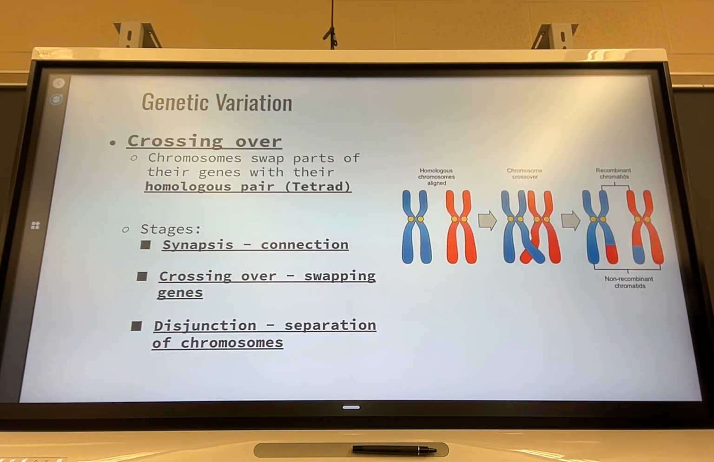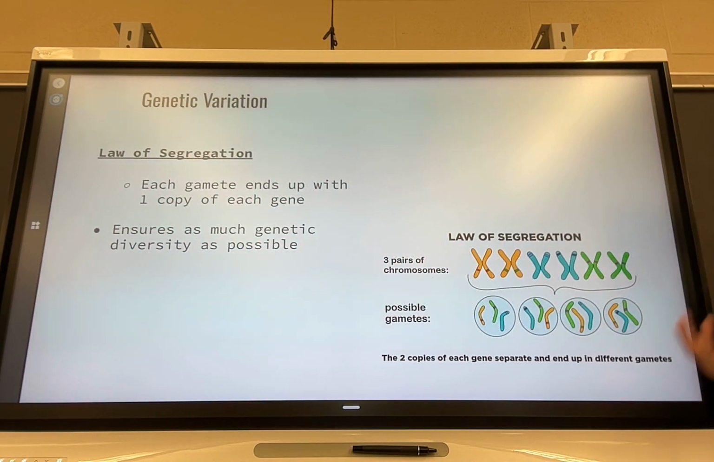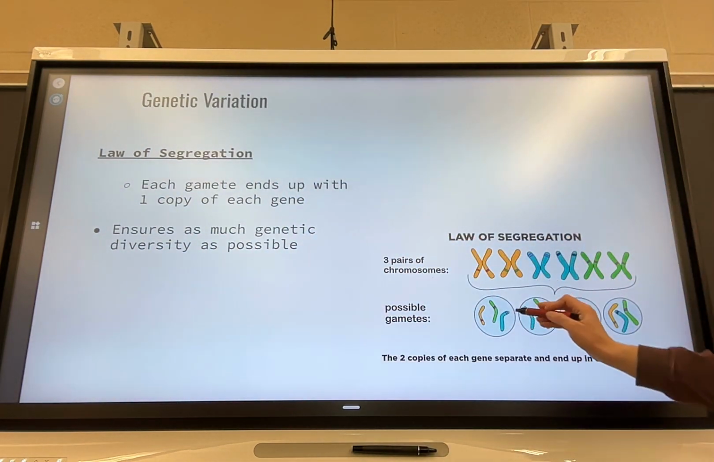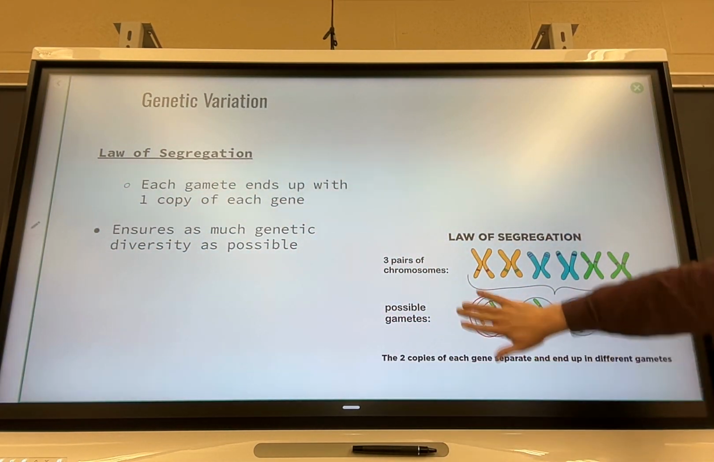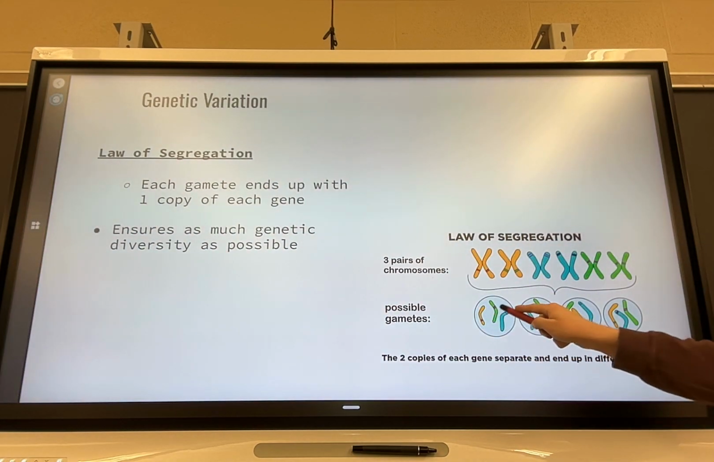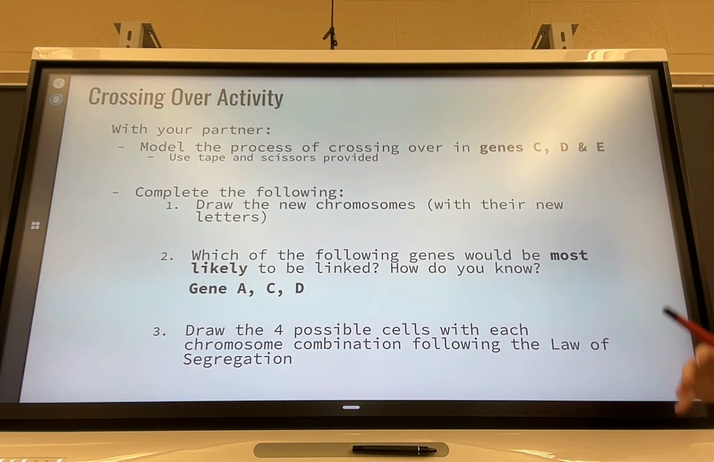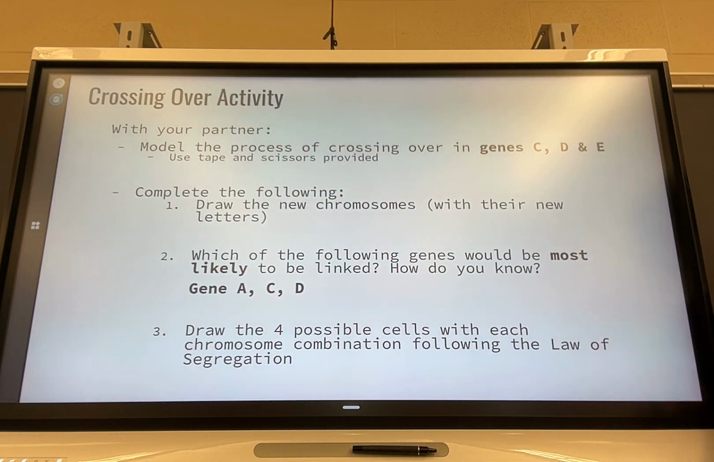These chromosomes are going to follow something called the law of segregation. This also plays into genetic variation. The law states that each gamete is going to end up with one copy of each gene. So we want to make sure that when we are doing crossing over, each gene successfully gets transferred over. We'll talk about what happens when that doesn't happen. But each gene needs to be on each chromosome so that when we get our possible gametes, we can make sure that all of the instructions are there to code for our new organism.